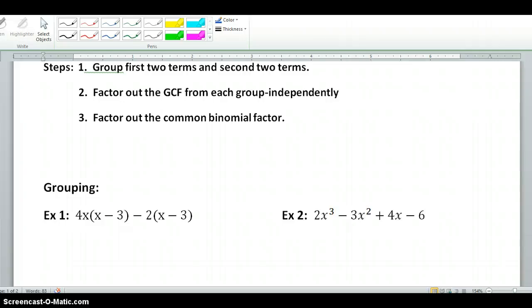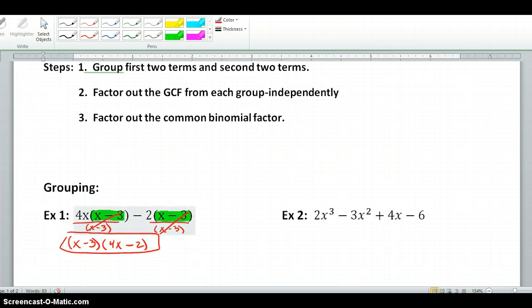Notice in the first example here, basically step 1 and 2 were already done for us. But what we want to look at here is notice how we have a common binomial factor. It's almost like the GCF we did earlier. What do the two terms have in common? Well, these two terms have an x minus 3 in common, so what we're basically going to do is pull out that x minus 3, and if we divide each term by x minus 3, the leftovers would go inside the other set of parentheses. So what do we have left over here? 4x. What do we have left here? Minus 2. And that polynomial was factored by grouping.